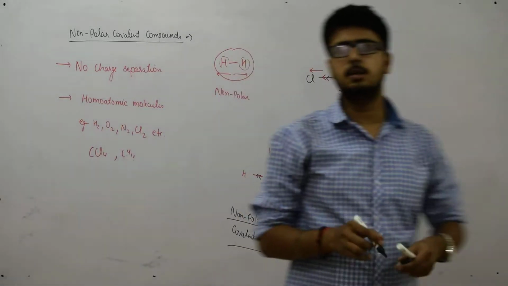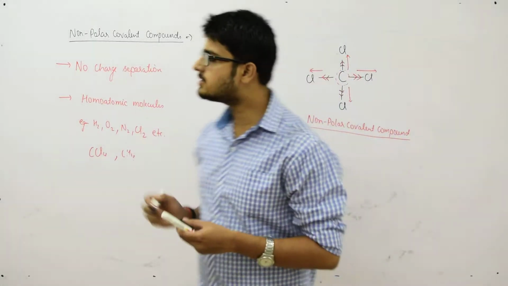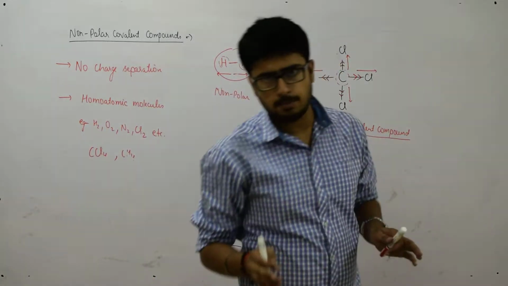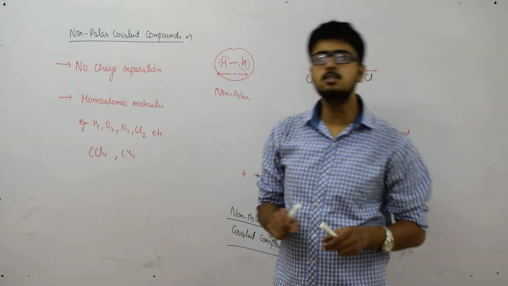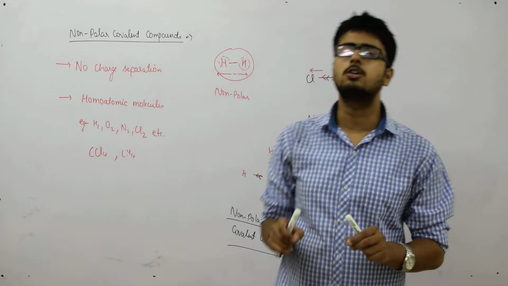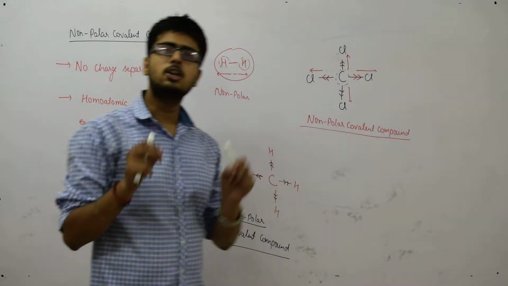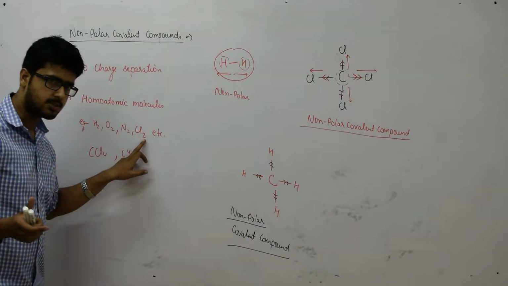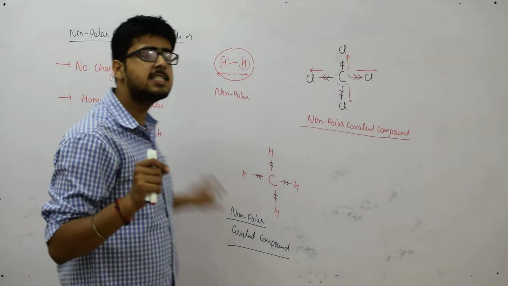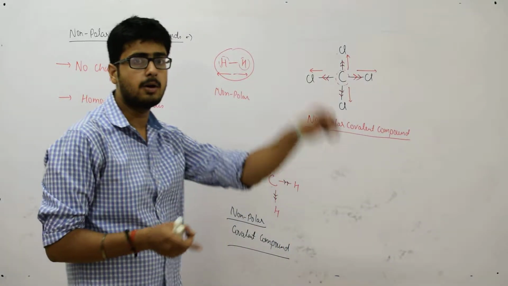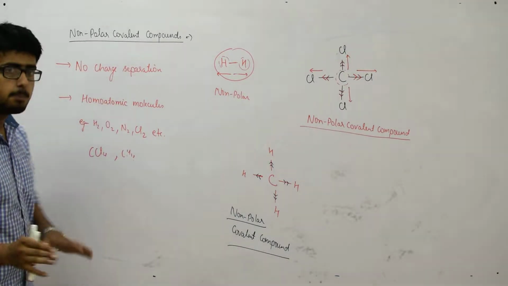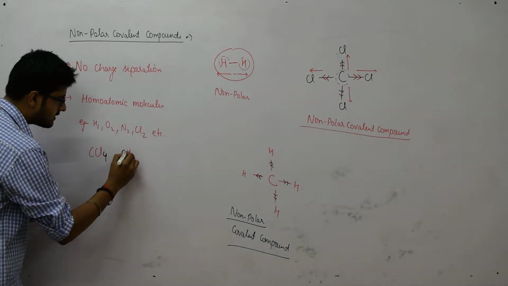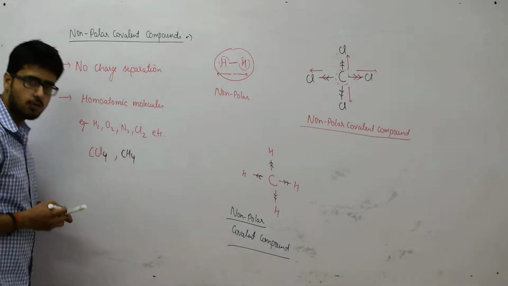So today we are discussing non-polar covalent compounds. The first thing about non-polar covalent compounds is there is no process of charge separation, and the second thing is all the homoatomic molecules are always non-polar covalent compounds, like hydrogen, oxygen, nitrogen, chlorine, etc. But there are two exceptional cases which are non-homoatomic, but still they are non-polar. The first example is carbon tetrachloride, CCl4, and the second example is methane, CH4.